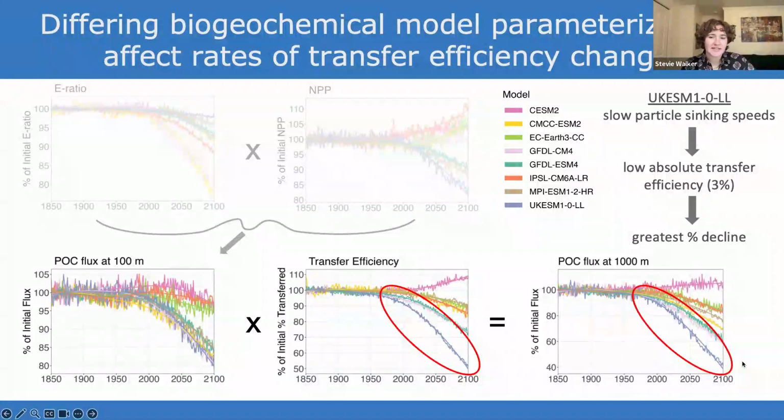So the takeaway here is that no single parameterization dominates transfer efficiency changes, due to a lot of complicated and compensating effects that these parameterizations have. It's very difficult to isolate the specific influence of any one model parameterization, but overall, the highly variable transfer efficiency change across models can in part explain why POC flux in the deep ocean is much more variable. So this makes transfer efficiency a really important variable to consider in future analyses of POC flux in our system models.